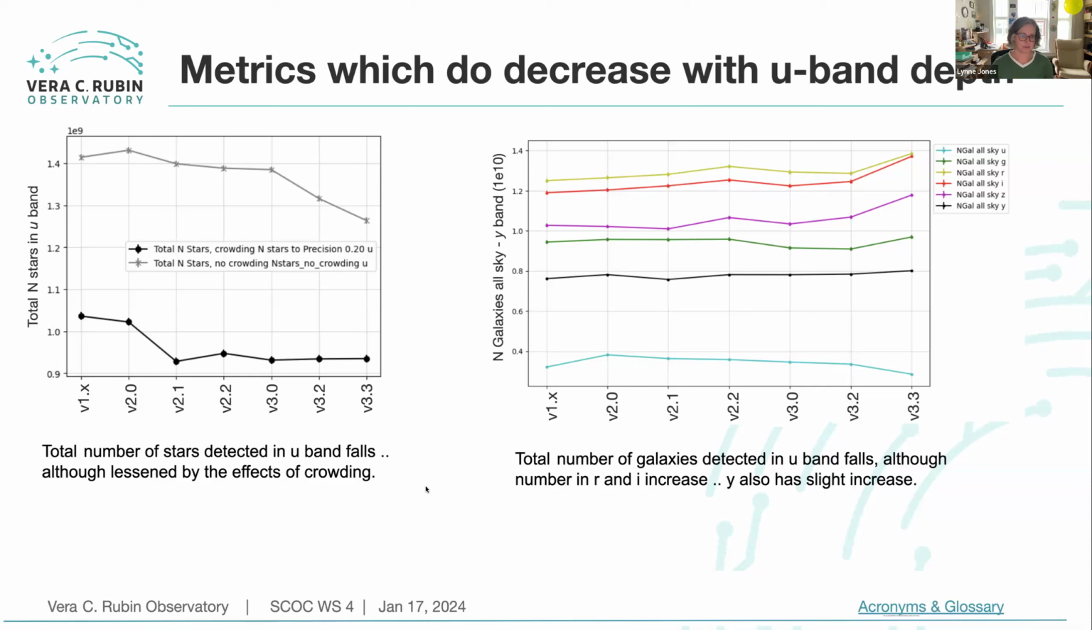One of these is the total number of stars detected in U-band. So the plot here, let me explain this for a second. This is the total number of stars in U-band across all the simulations. The gray line is the number of stars that were detected without including any effects of crowding. And then the black dots are the same thing, but including the effects of crowding, and saying we're going to stop measuring when the precision hits 0.2 magnitudes of uncertainty due to crowding. And that stays much flatter. So I think this is important to look at, but the effects of crowding may actually mitigate that decrease in U-band depth quite a bit for stars.